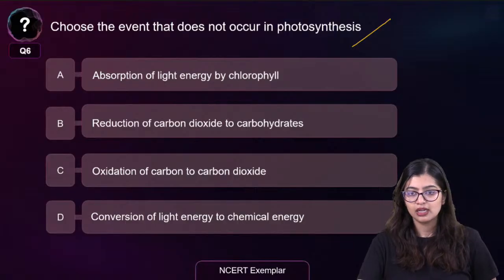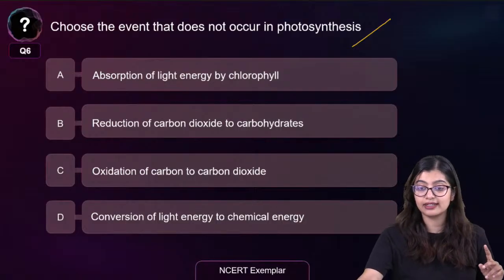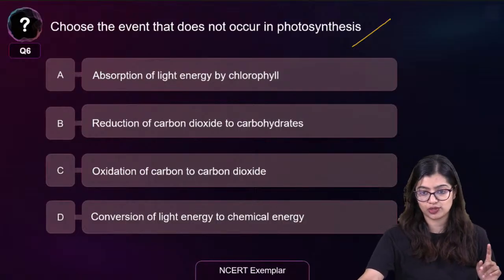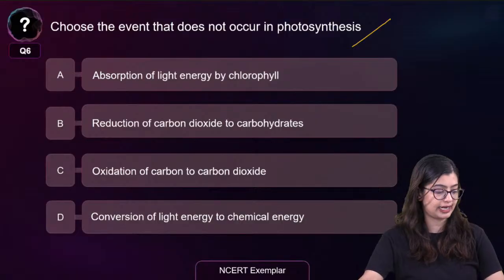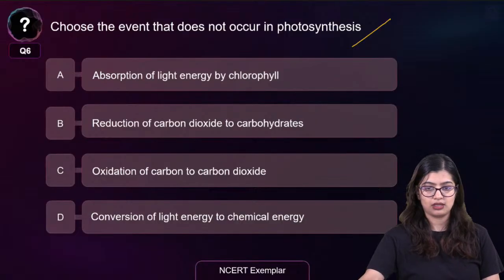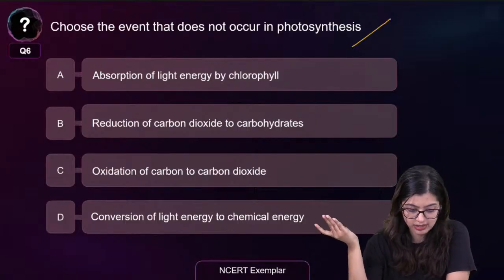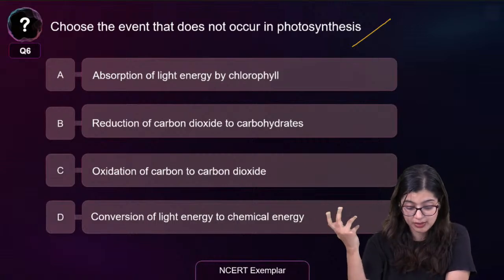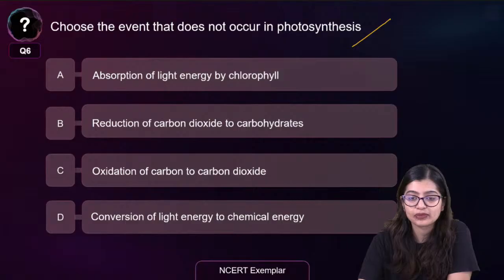Let me end the poll and let's move on to the next one. Choose the event that does not occur during photosynthesis. You have 4 options from which you need to tell me which is the correct answer. So let's start the poll. Absorption of light energy, reduction of carbon dioxide to carbohydrate, oxidation of carbon to carbon dioxide, or conversion of light into chemical energy.